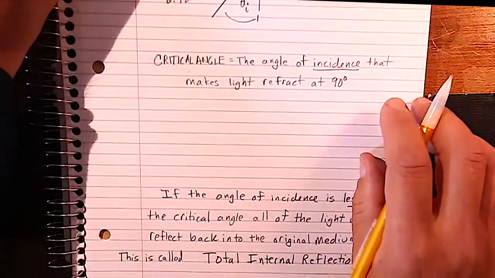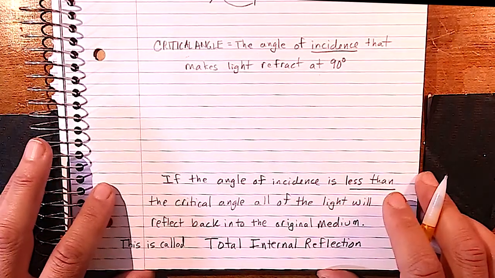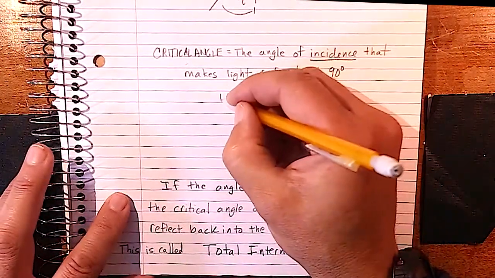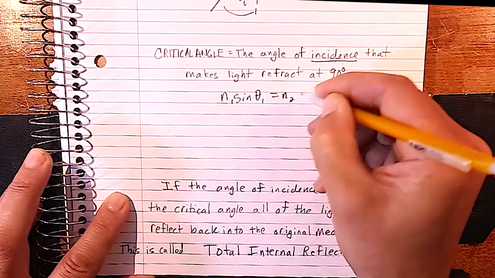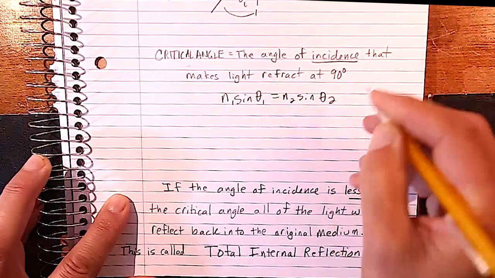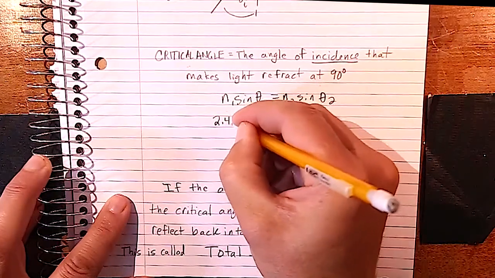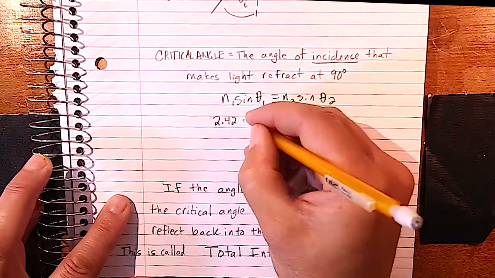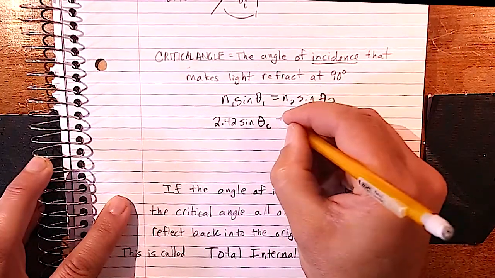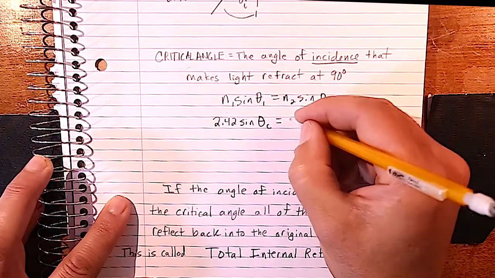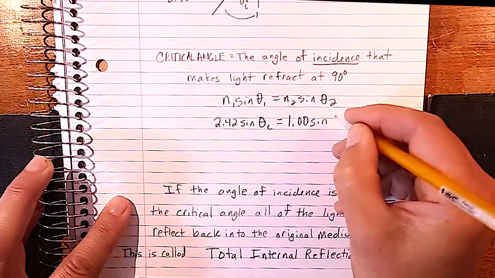So let's go ahead and solve a problem. Let's solve for the critical angle of diamond. So we're starting in diamond, and we're going to use Snell's law. N1 sine theta 1 equals N2 sine theta 2. And we start in diamond, so our initial N is our 2.42. And our sine theta 1, that's going to be the critical angle. That's what we're searching for. And that's equal to N2, which was air in this case, 1.00. And that's equal to sine theta 2.